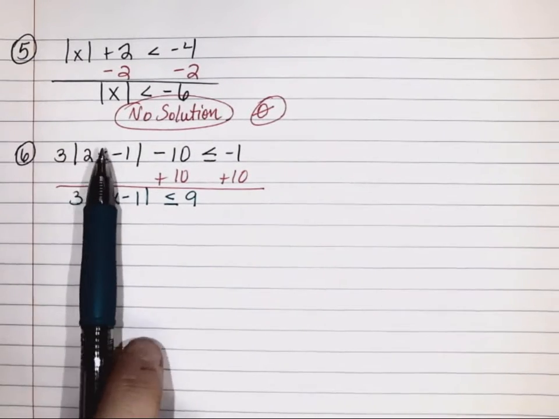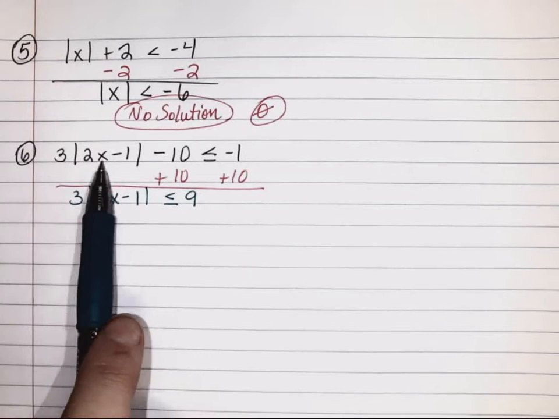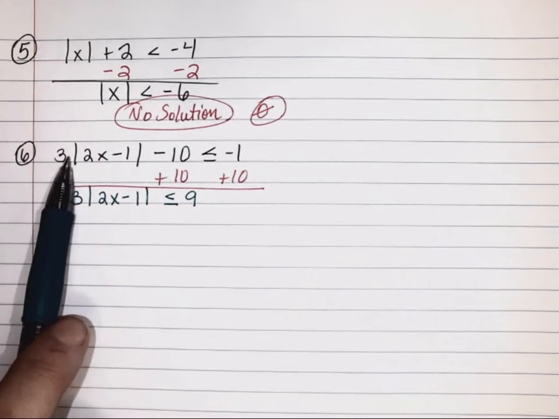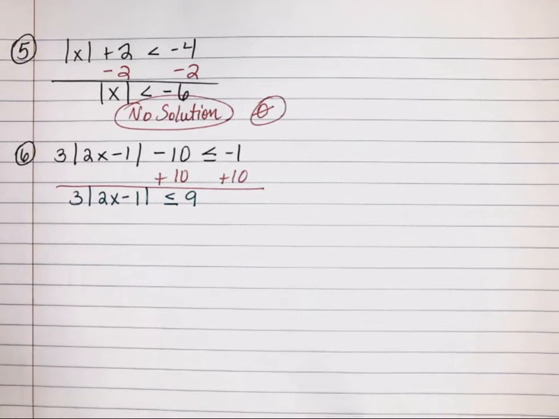Also, another common mistake I see is people wanting to distribute 3 to 2x and 1. Please do not ever do that. You're never ever distributing a number outside to absolute value inside.